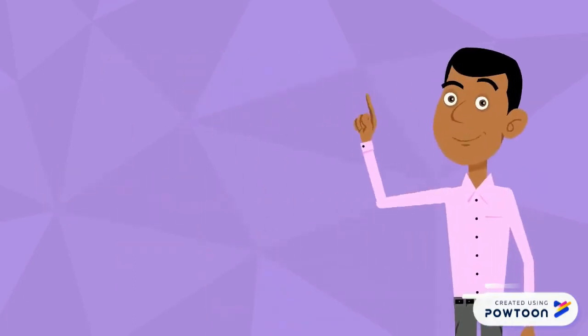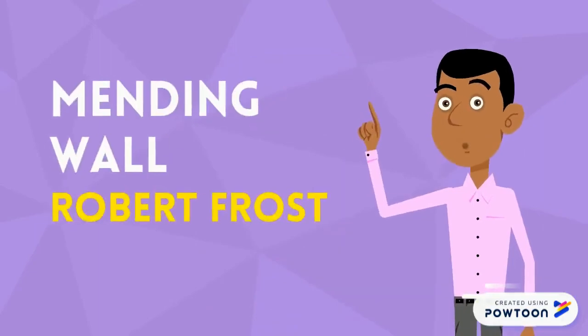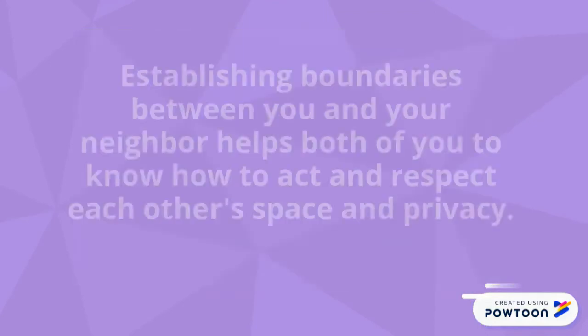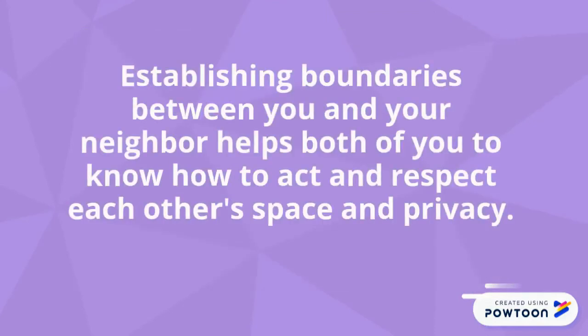An example of a work of poetry that uses idioms is "Mending Wall" by Robert Frost. In this poem, the author writes, "Good fences make good neighbors." This is an idiomatic expression which means that establishing boundaries between you and your neighbor helps both of you to know how to act and respect each other's space and privacy.